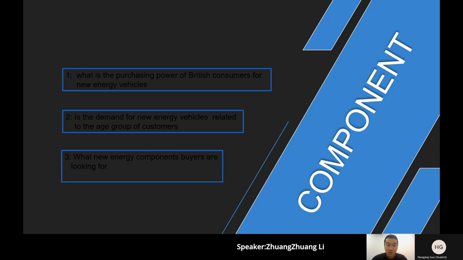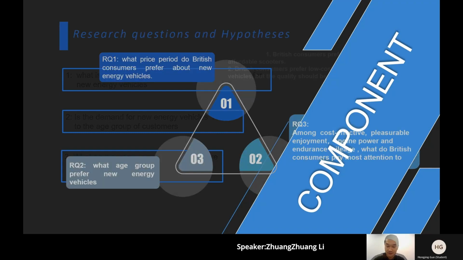According to the marketing research problem, we also have three components. The first one is what the purchasing power of UK customers for new energy vehicles is. The second is the demand for new energy vehicles related to the age group of customers. And the last one is what new energy vehicle buyers are looking for.